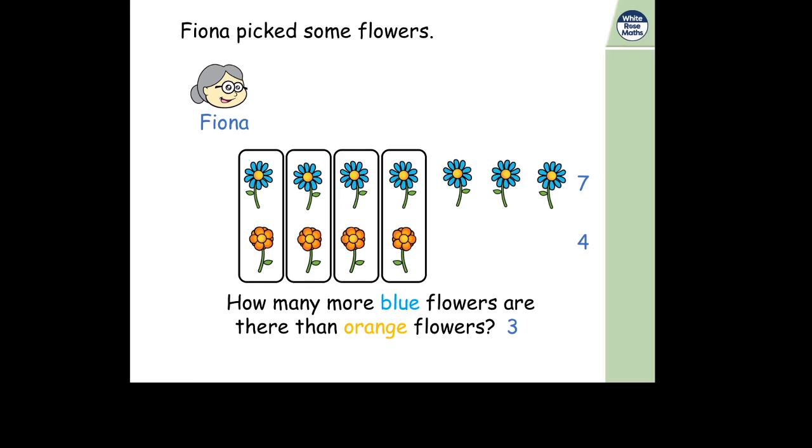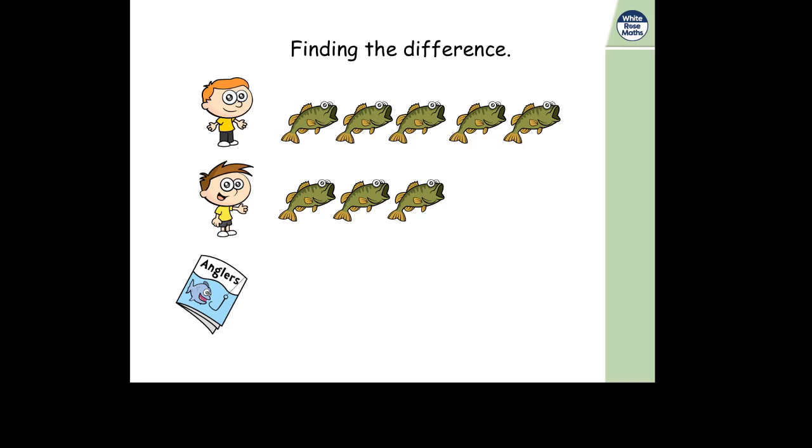Okay? You could do this with blocks if you want to, or if you just want to listen, it's absolutely fine. If you want to go and get some blocks, pause the video and you can do it with me. So now we've got some fish, okay? So how many fish does this little boy at the top have? 1, 2, 3, 4, 5. So the 5 goes there. And then the second boy down the bottom has 1, 2, 3.